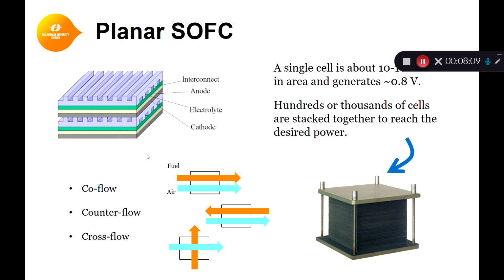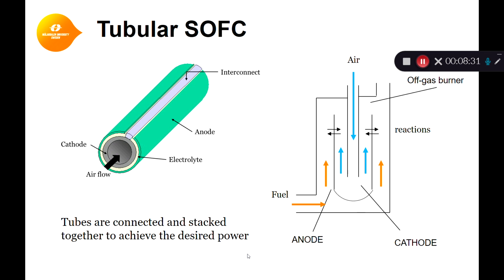Configuration of planar SOFC can be divided in co-flow, in case the fuel and the air flow in the same direction, counterflow, in case fuel and air flow in 2 different directions, or cross-flow in case the directions are perpendicular. Another geometry of SOFC is tubular fuel cell. In this case, cathode, electrolyte, and anode form a microtube.